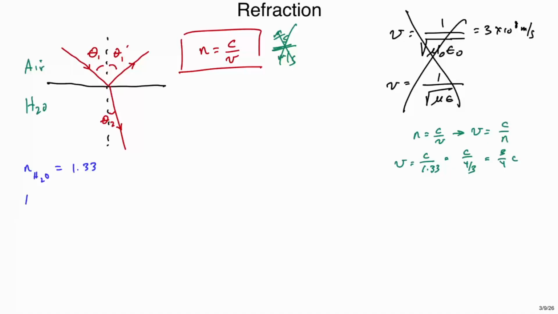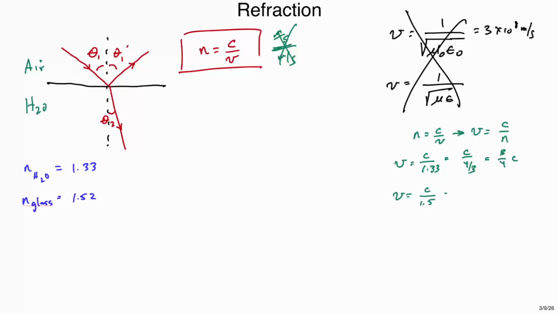Index of refraction for glass. This is a bit of an average because different kinds of glass actually have different indices of refraction. You don't need to worry about that. But like 1.52 for flint, what we call flint glass or normal standard silicate glass. If we do that one, we get the speed of light divided by about 1.5.